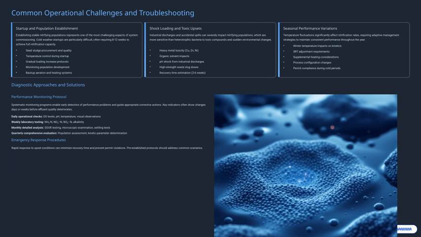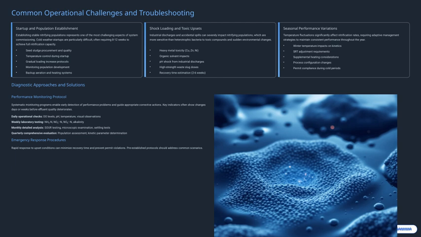full nitrification capacity. To manage this, we focus on factors like seed sludge procurement and ensuring high-quality inoculum, maintaining temperature control during startup, and implementing gradual loading increase protocols. Monitoring how the populations develop over time is crucial, and having backup aeration and heating systems can make a significant difference if conditions become adverse.